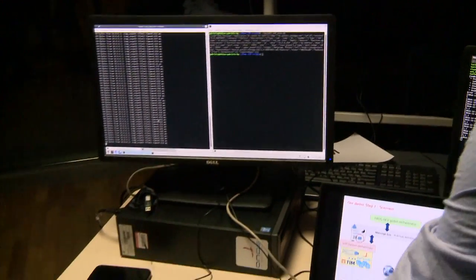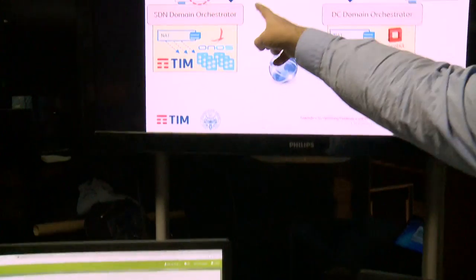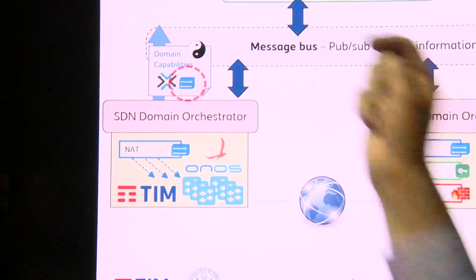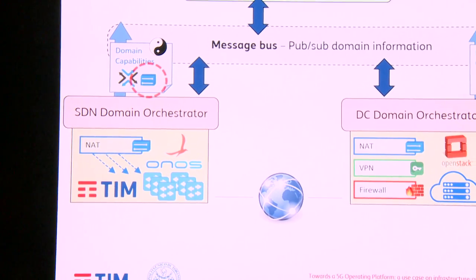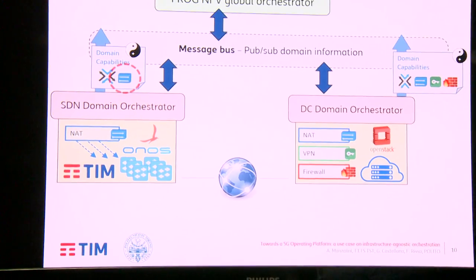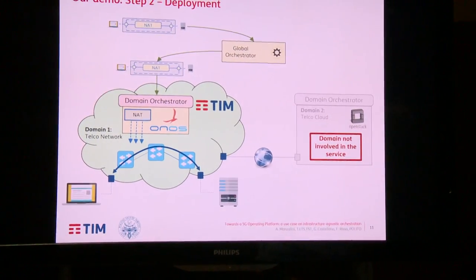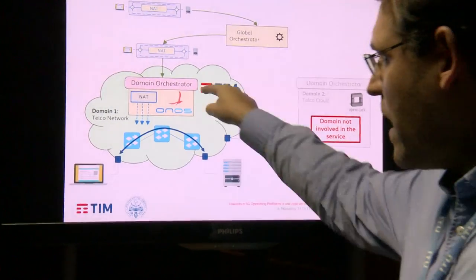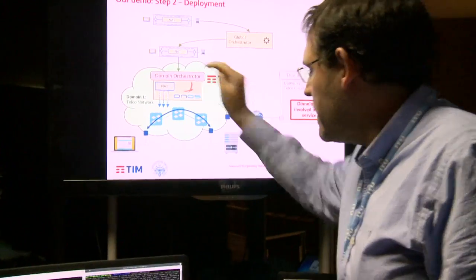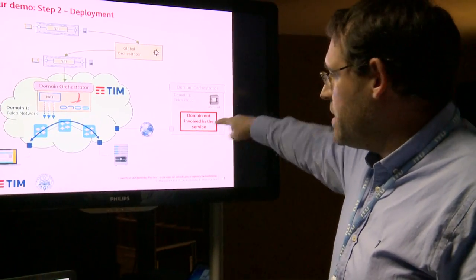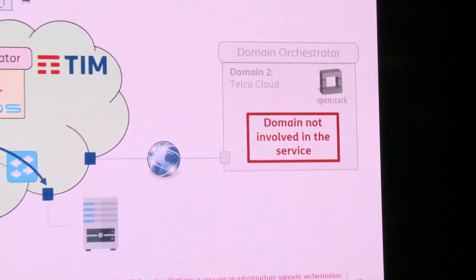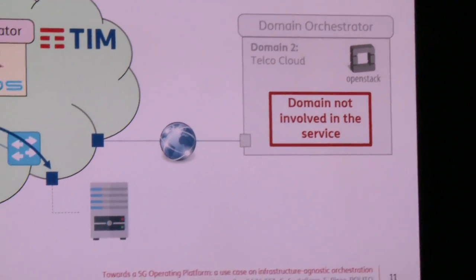In the next phase of the demo, we have another case, and this time the SDN domain orchestrator is advertising the capability to execute a NAT. So we have now two domains that are able to execute a NAT, here and there. So when the service request is received by the global orchestrator, it has a sort of greedy approach and says, okay, if the two users are here and I have the possibility to execute the NAT here, let's install the NAT here, and the other domain is no longer involved in the service.